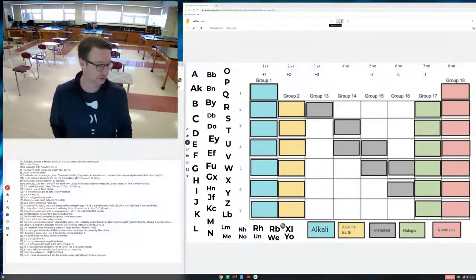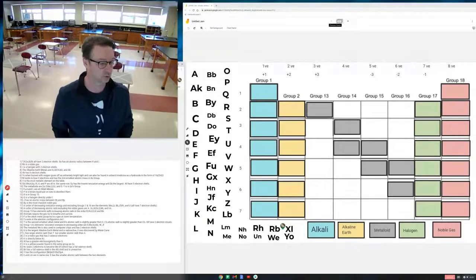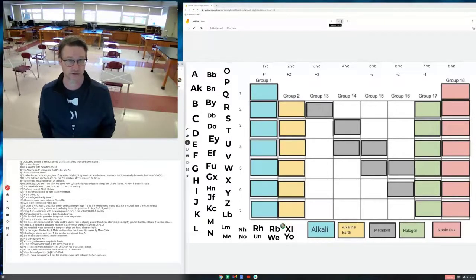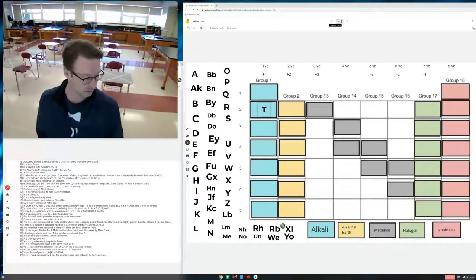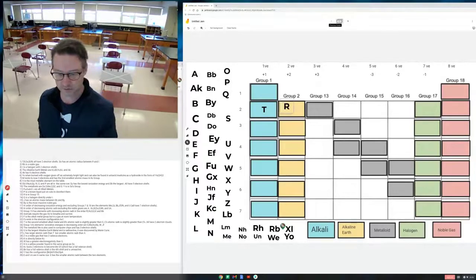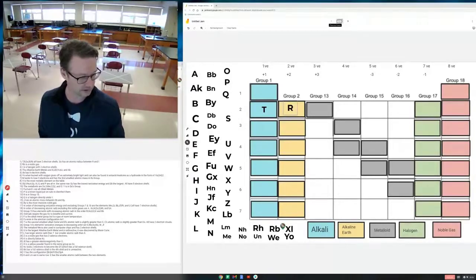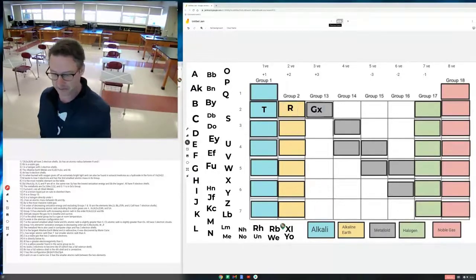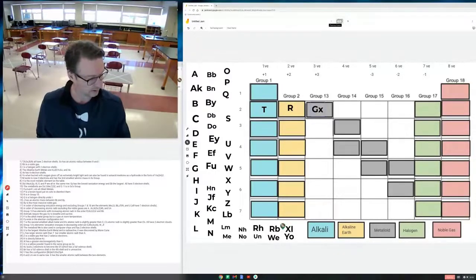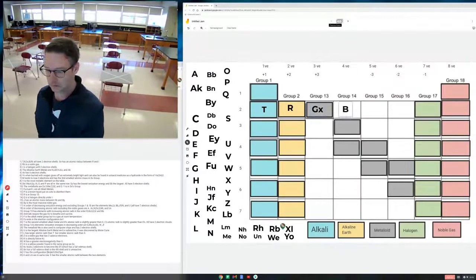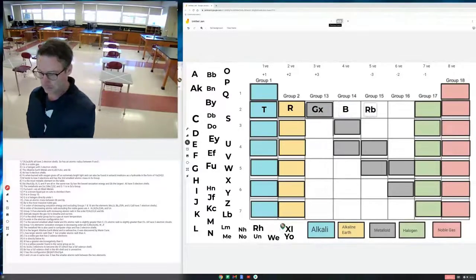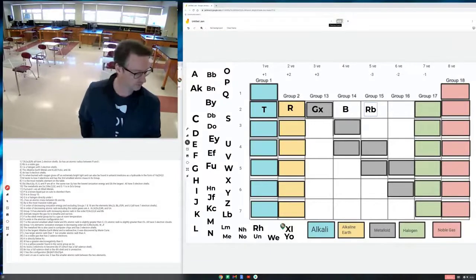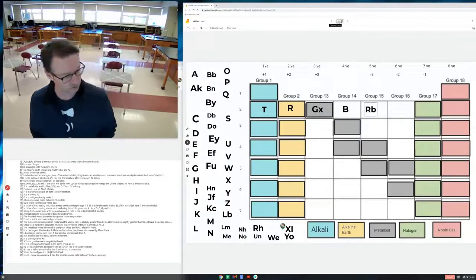So looking at the first clue, TR, GX, B, and RB all have 2 electron shells. So that means 2 electron shells means they're in the second row. So we have T, GX, B, and RB. I'm just putting them in the order they appear. These are not necessarily the order they're going to be in at the end. Okay, 1, 2, 3, 4, 5 all have 2 electron shells.